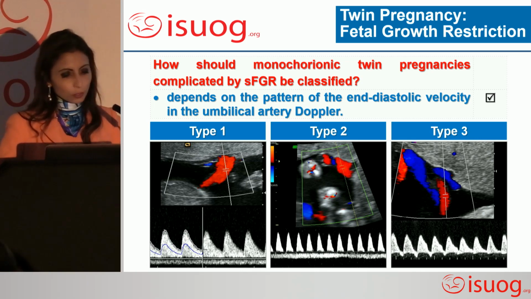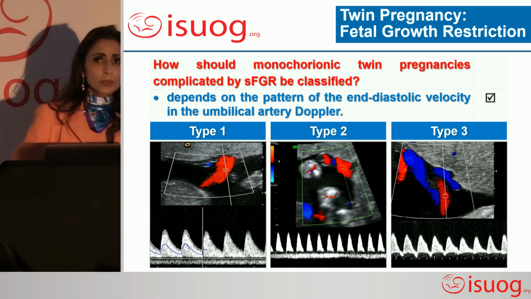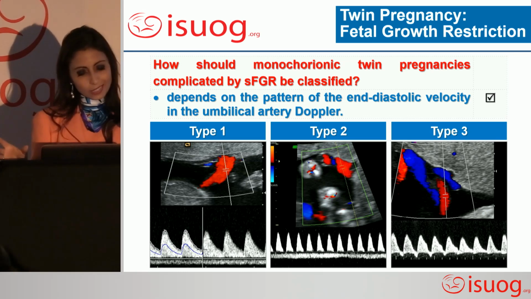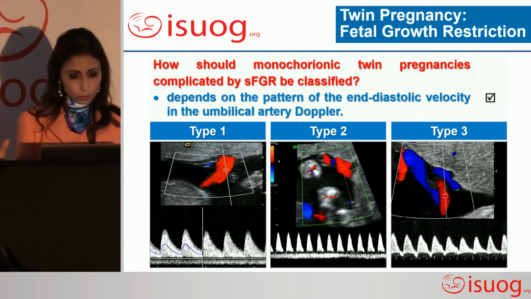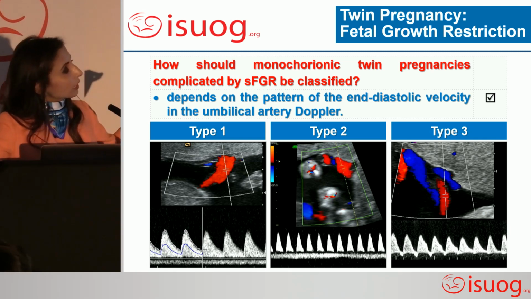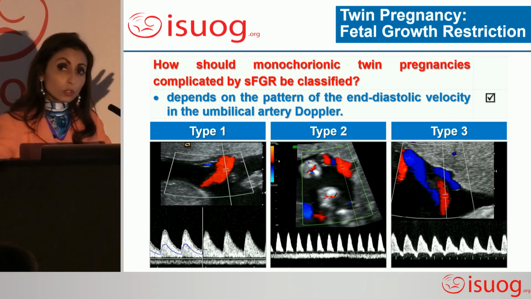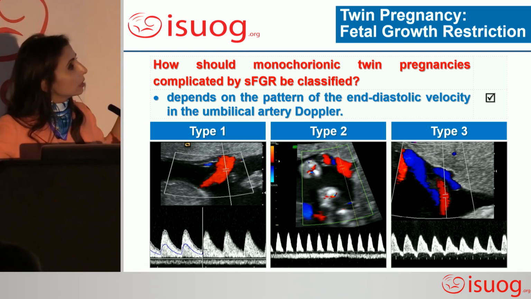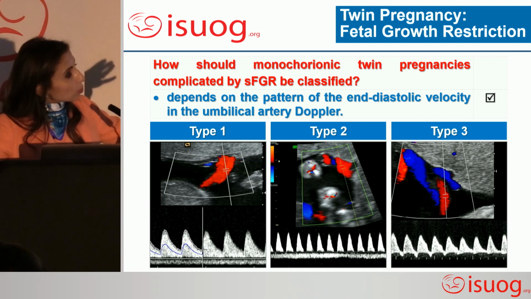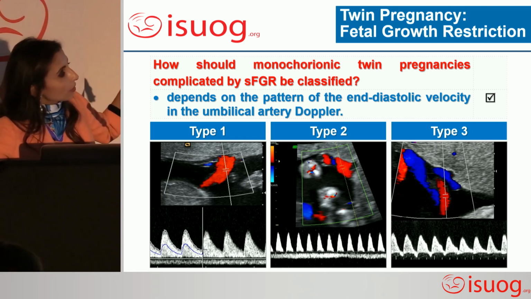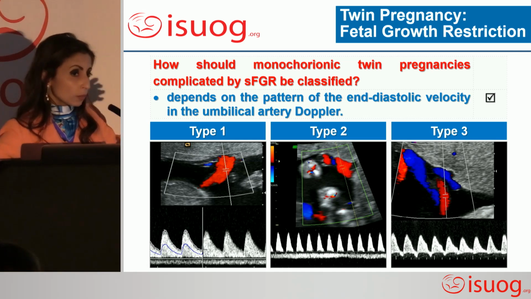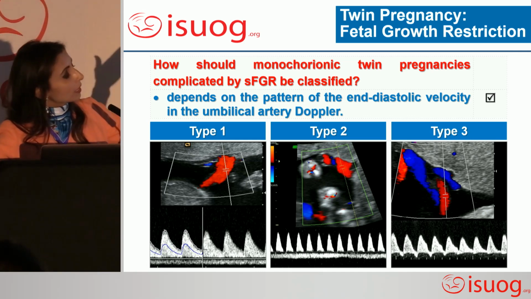What about in a monochorionic twin pregnancy? Would the management tend to be according to the umbilical artery Doppler? Because there's a Gratacós classification, which is type 1, type 2, type 3. Type 1, when you have positive end-diastolic flow in the umbilical artery, tends to have good prognosis in the majority of the cases, with a low risk of demise of the smaller baby. Type 2, when you have absent or reverse end-diastolic flow in the umbilical artery, worse prognosis with increased risk of demise of the smaller baby.